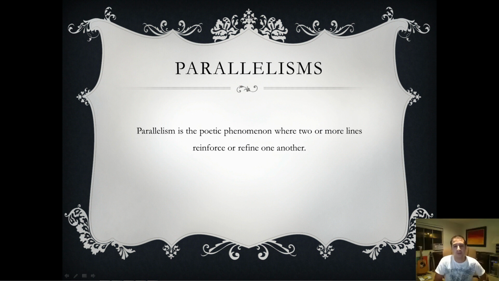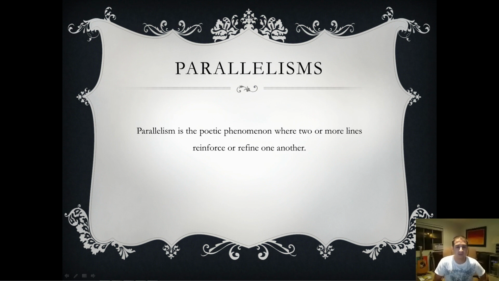Parallelisms really are the major artistic element of Hebrew poetry. And so we're going to spend the rest of the lecture really defining what we mean by parallelisms and looking at the various kinds of parallelisms and examples of them, so that I can really model how you would read a poem. So let's start off by just defining a parallelism.